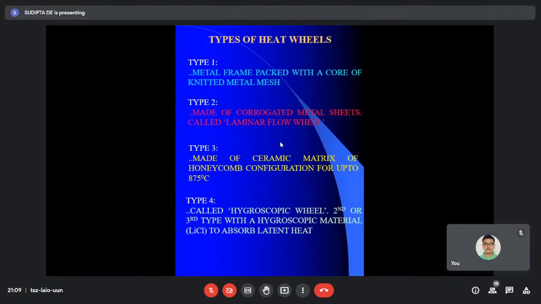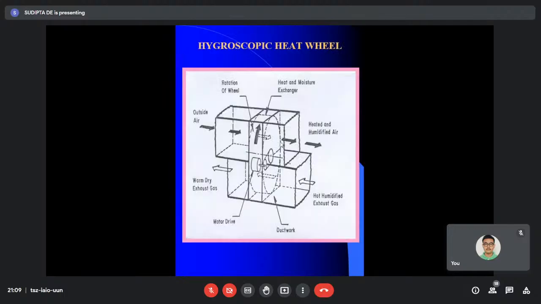Okay, so I could explain the four types. There are some more types, that is beyond my knowledge, or rather those who are in industry can suggest some more types, but I can just find these four types of matrix that are used in heat wheels or regenerators. Any queries up to this? Okay, no queries, so I can go to the next slide.